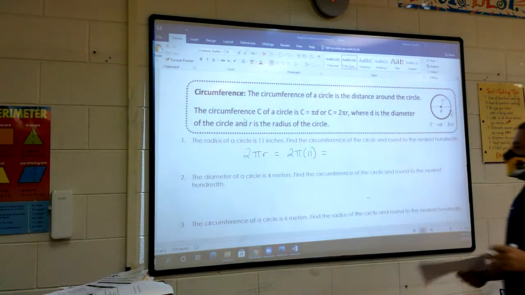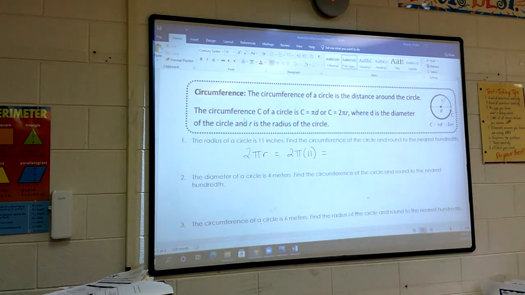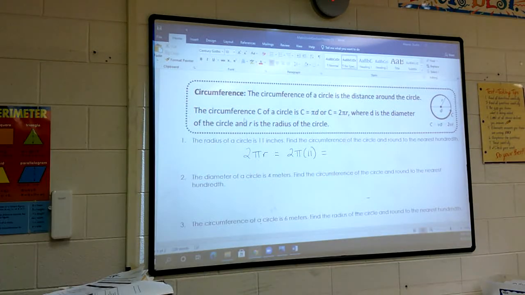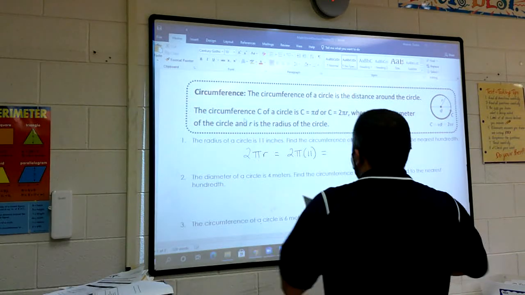So we can go straight to our calculator and type in 2 and then pi, and then in parentheses you can type in 11. Some people go and type in 3.14 instead of pi, but it's not difficult to just hit the pi button on there. So 2, second, the little caret sign for pi, and then 11 in parentheses. You get 69.12 is your circumference, and that would be in inches.